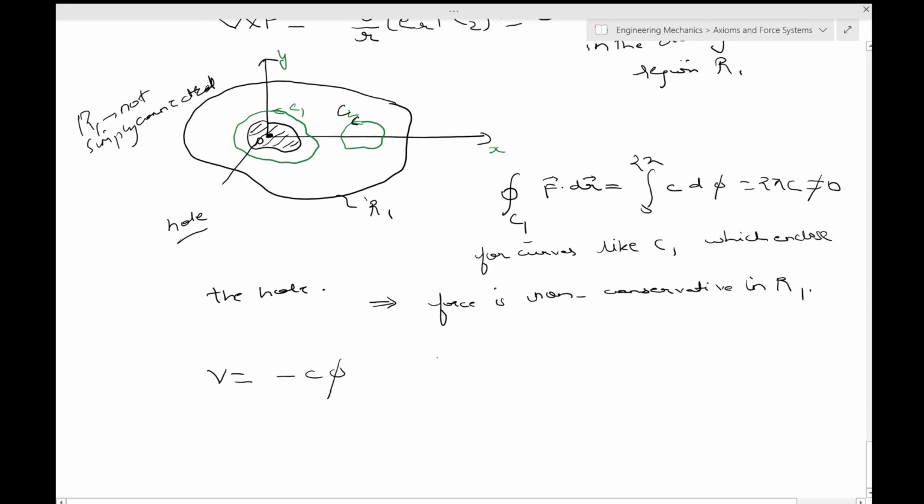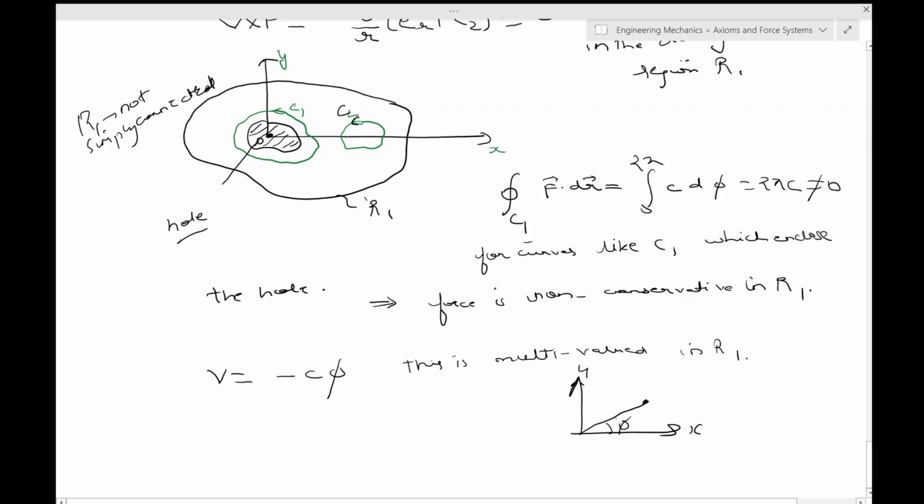Okay, and this is multi-valued in R1. Why is it multi-valued? See, take up something like this. Say this angle is phi, with x and y.